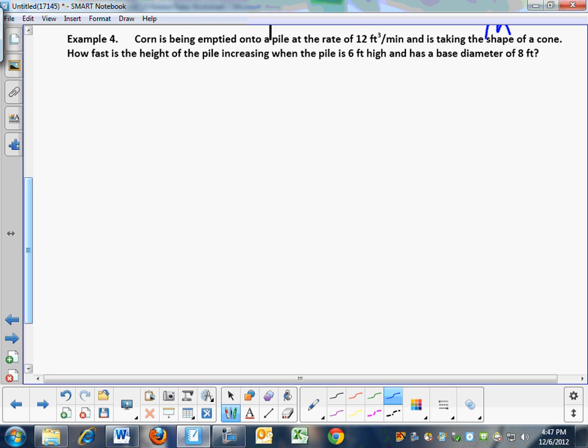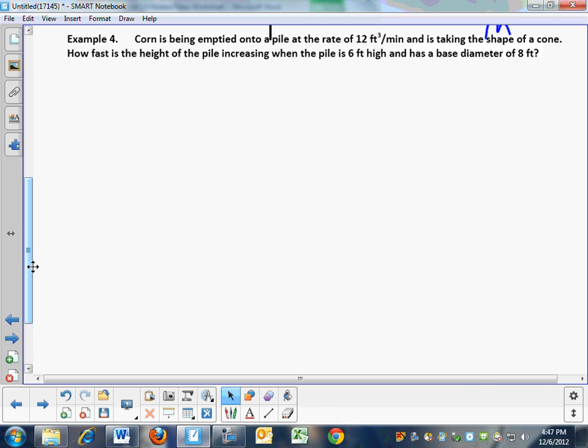One last one. Corn is being emptied onto a pile at a rate of 12 cubic feet per minute. It is taking the shape of a cone. How fast is the height of the pile increasing when the pile is 6 feet high and has a base diameter of 8? Again, a lot of people, when they look at these problems, you don't know where to start.